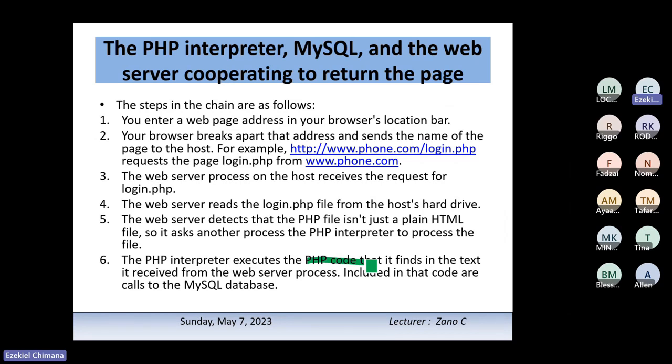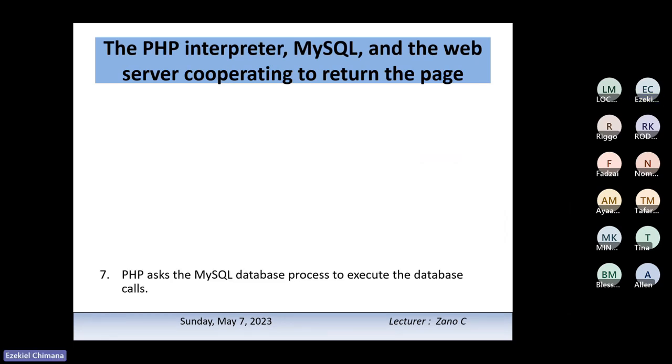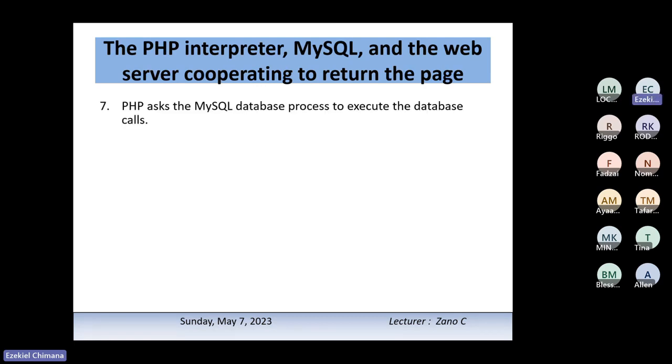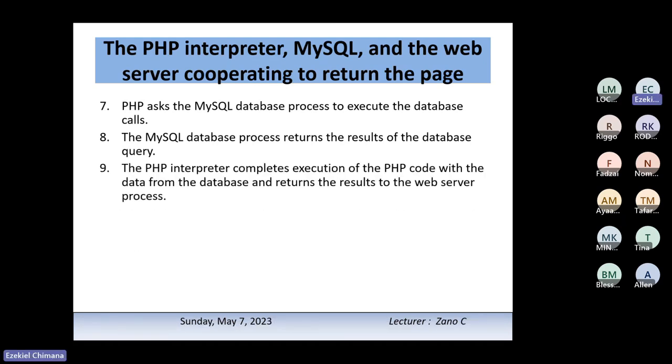So that code includes calls to the MySQL database. So PHP asks the MySQL database process to execute the database calls, and then the MySQL database process returns the results of the database query. Then the PHP interpreter completes execution of the PHP code with the data from the database and returns the results to the web server process.